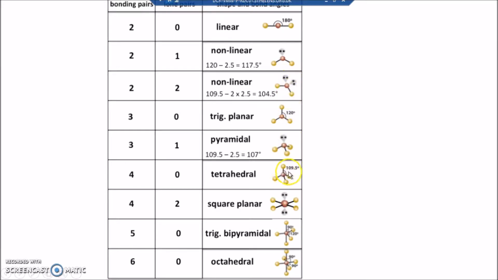So if you take the tetrahedral shape and replace 2 of the bonding pairs with lone pairs, there, you actually only see the atoms. You don't see these lone pairs here. You only see the atoms, and because there's 2 bonding pairs replaced by 2 lone pairs, you subtract from 109.5, take away 2.5, and take away 2.5 again for each of the lone pairs, and it comes out as 104.5, and that's V-shaped or bent. They've called it non-linear here, but V-shaped or bent is something easier to remember.